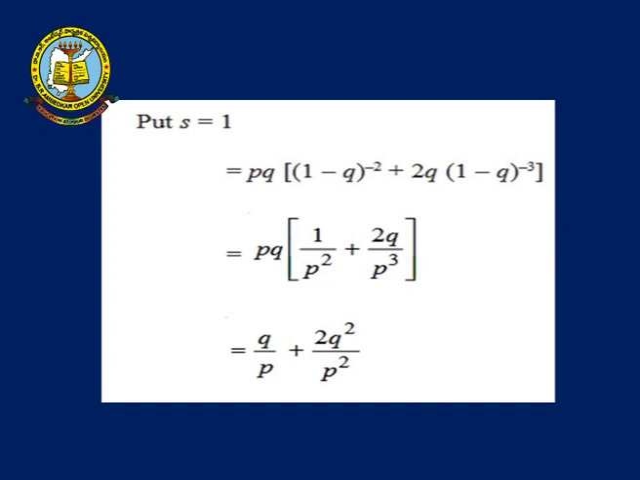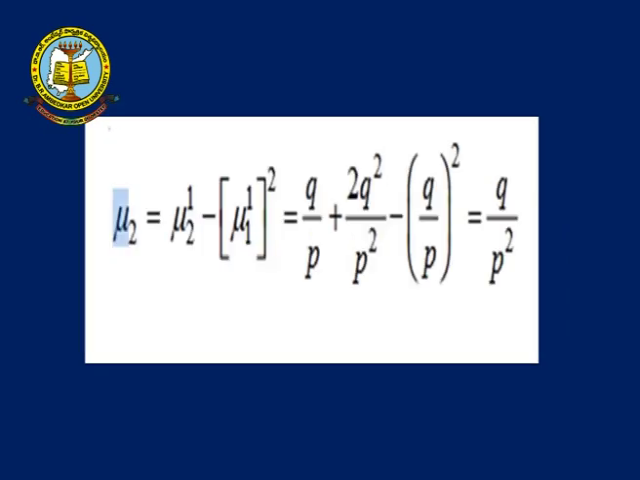We put s is equal to 1 here. Then p q into (1 minus q) whole power minus 2 plus 2 q square into (1 minus q) whole power minus 3. In the above formula, p q into (1 minus q) whole power minus 2, with 1 minus q being p, gives 1 by p square, plus 2 q square by p cube. After simplification of the above formula, p should be cancelled, therefore q by p plus 2q square by p square.